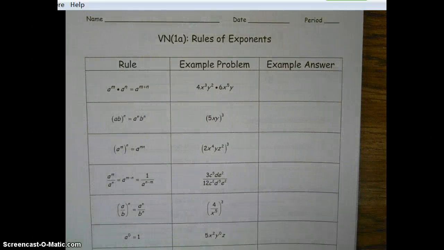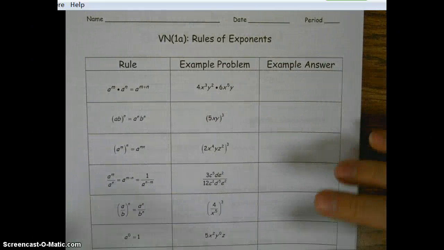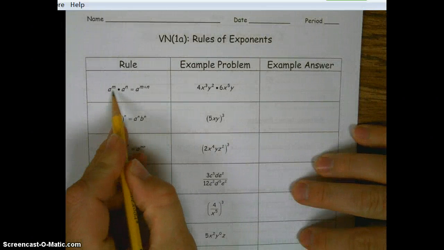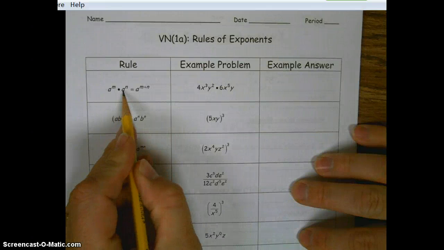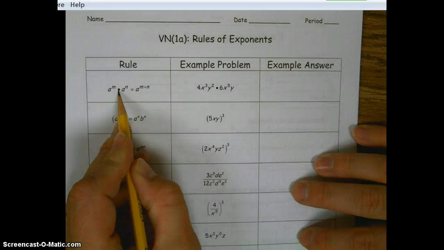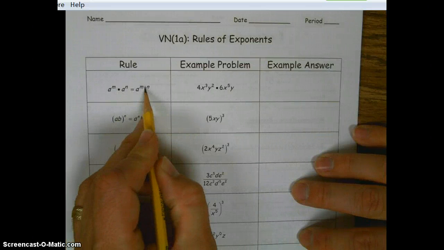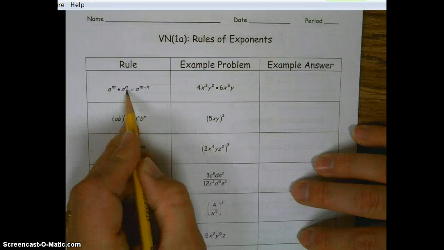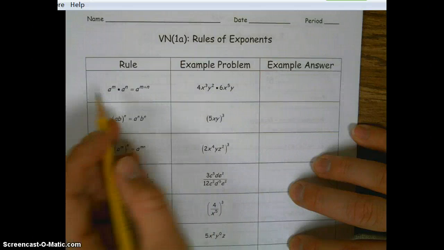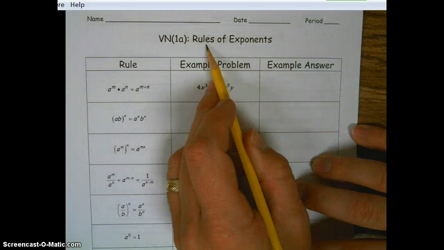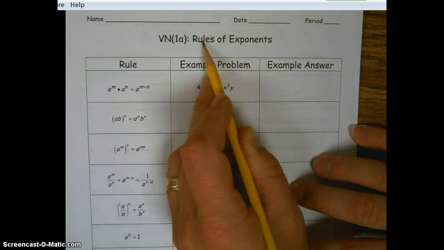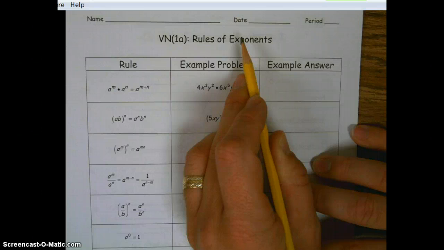Rules of exponents. Let's review them. First rule, this part right down here, the A's, is called the base. When the bases are the same and you're multiplying, the rule says to add the exponents together. Keep the base the same and add the exponents together. Just remember, these are rules of exponents, so these rules only apply to exponents.